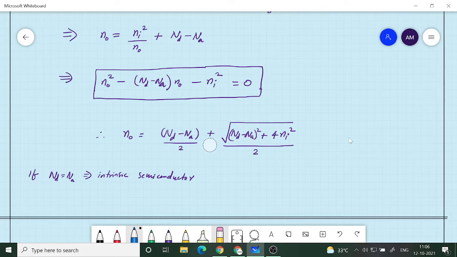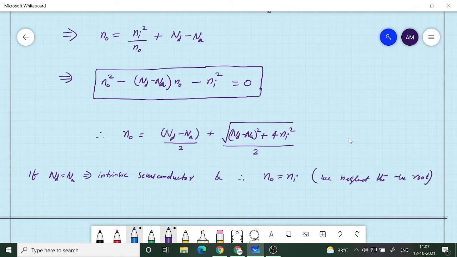Therefore I should ignore the negative root. n0 equal to negative ni doesn't make sense physically, only the plus root makes sense. The negative root doesn't make any sense because the charge carrier number density cannot be negative, so we have to take the plus root. So when Nd equals Na, we get the intrinsic semiconductor, and therefore n0 should be equal to ni. So we neglect the negative root.